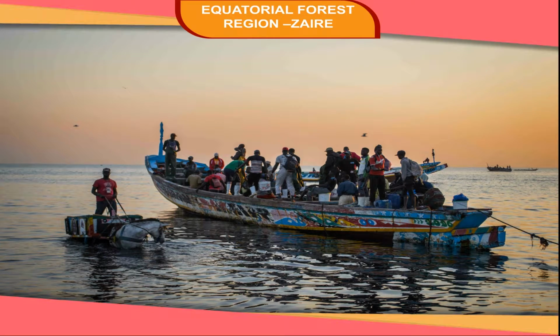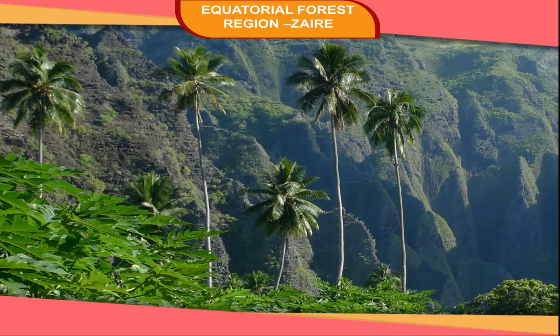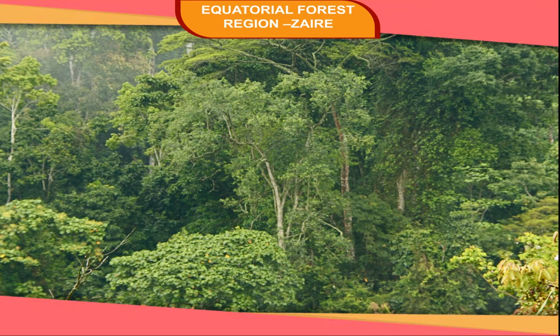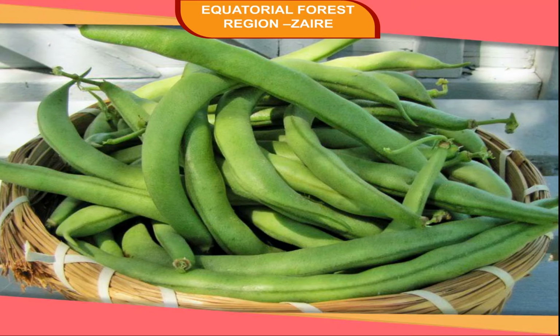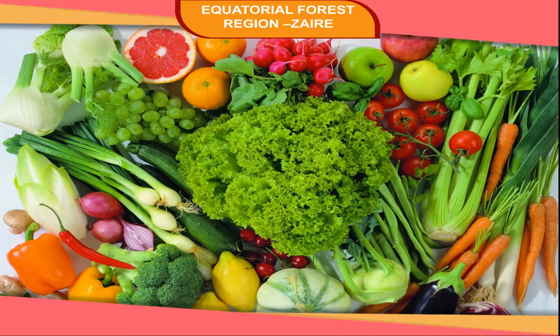Main occupations of the people are farming, forestry, fishing, and mining. People chiefly grow cassava and paddy in the humid equatorial region. People also grow peanuts, oil palms, coffee, and various fruit trees. Coffee is the chief agricultural export. In the eastern highlands, people grow food crops like beans and sweet potatoes. People also grow various vegetables.